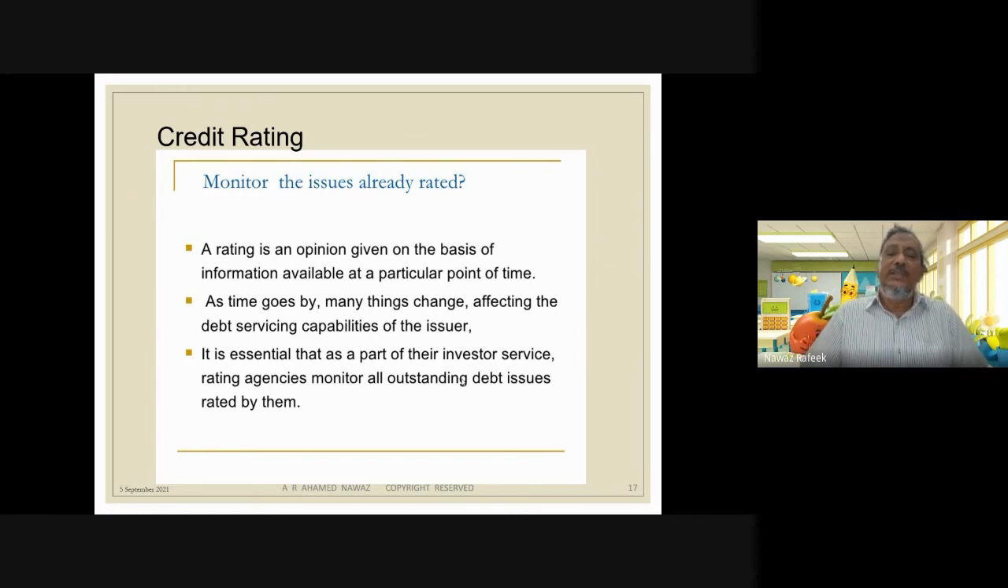It is essential that, as a part of their investor service, rating agencies monitor all outstanding debt issues rated by them. So normally, if a rating agency gives a rating to a company, they monitor it continuously. Any changes, they update their rating.